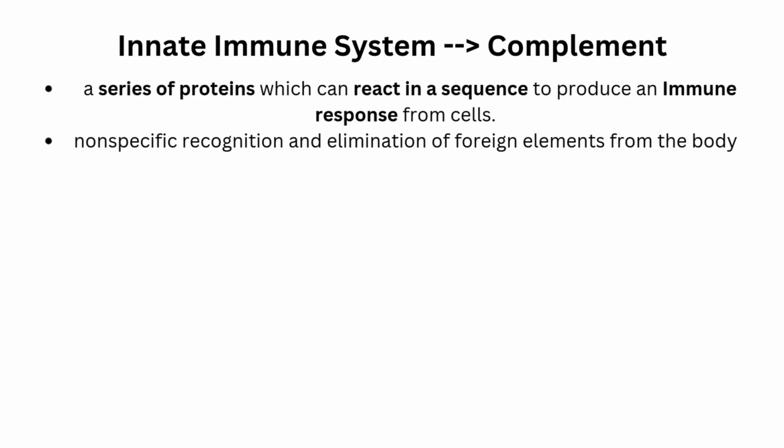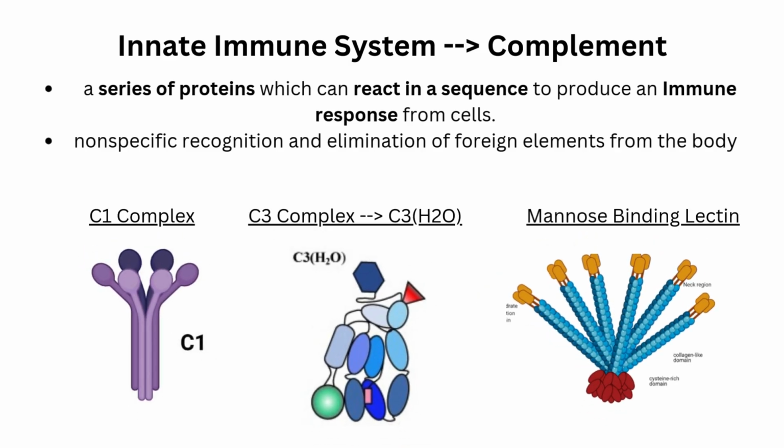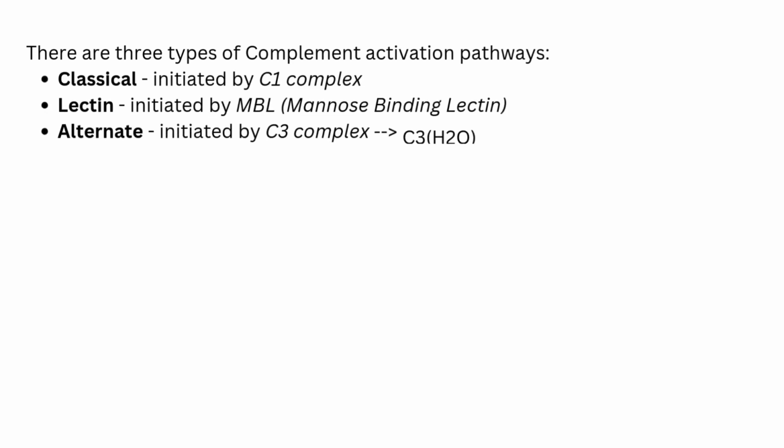This is called the complement, a non-specific recognition and elimination of foreign body elements from the body. The complement cascade can be activated by specific proteins called complexes. Examples include C1 complex, C3 complex, and mannose-binding lectin. These protein complexes are present in the blood. There are three types of complement activation pathways: the classical pathway initiated by C1 complex, the lectin pathway initiated by MBL, and the alternative pathway initiated by C3 complex.